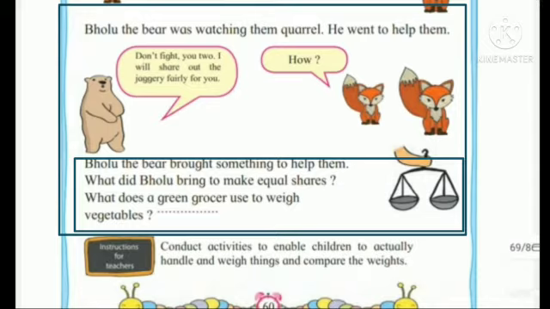What does a greengrocer use to weigh the vegetables, students? Yes, what is it called? It is called a balance. So Bolu brought the balance to share the equal jaggery to both of them.